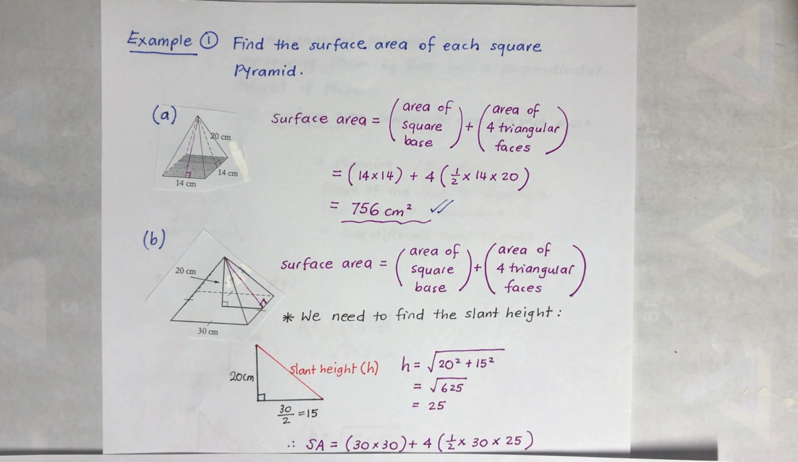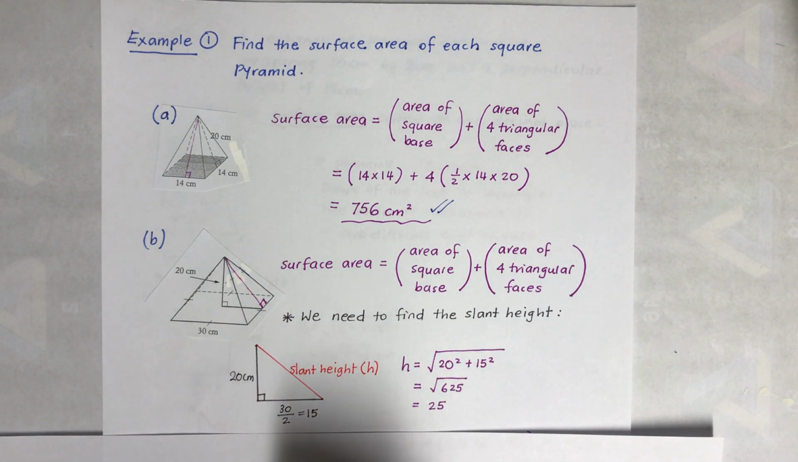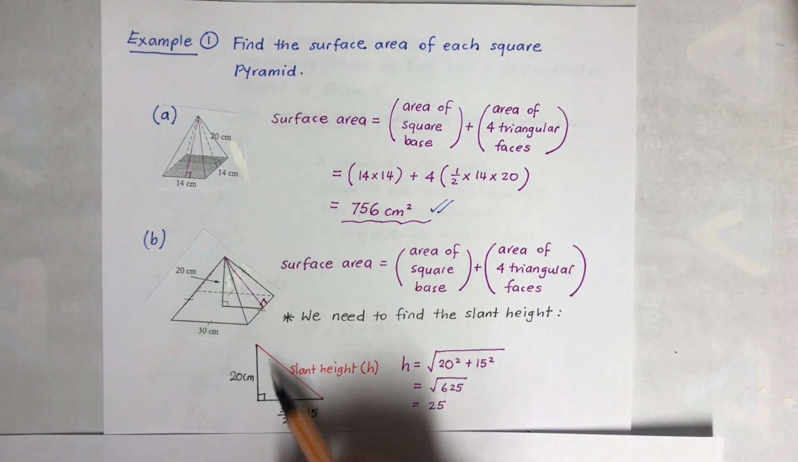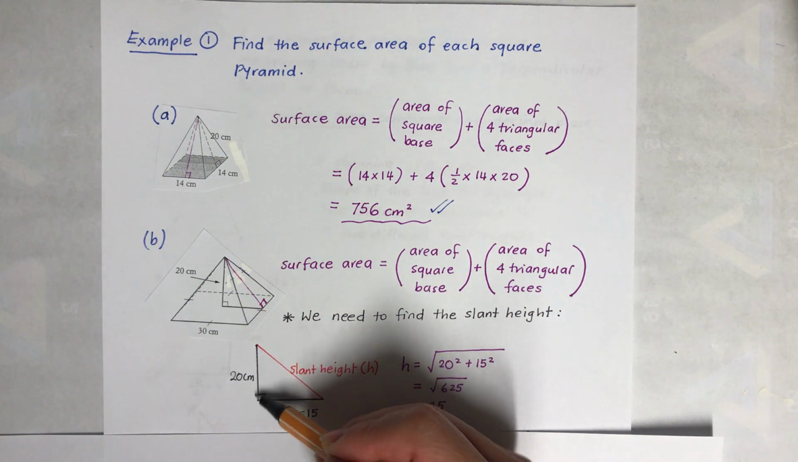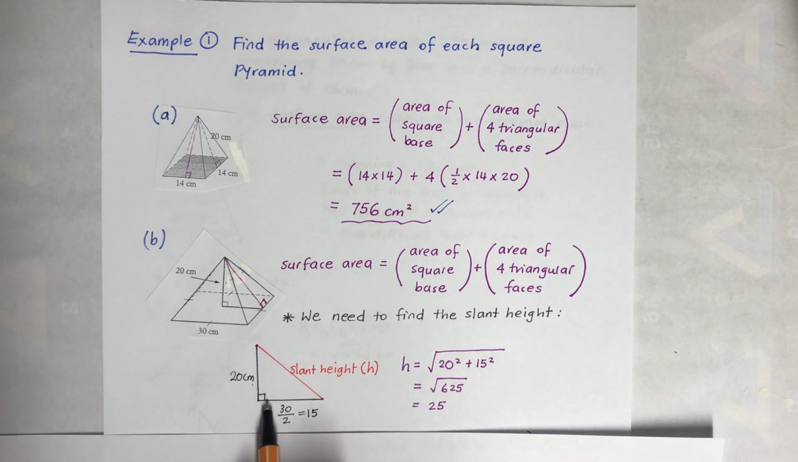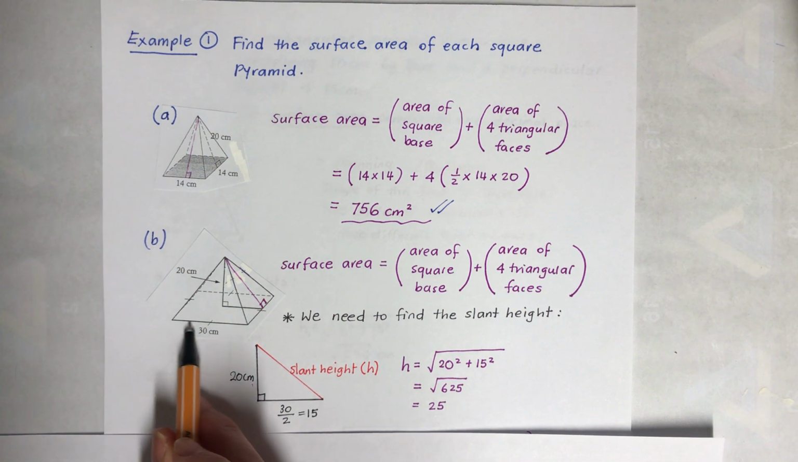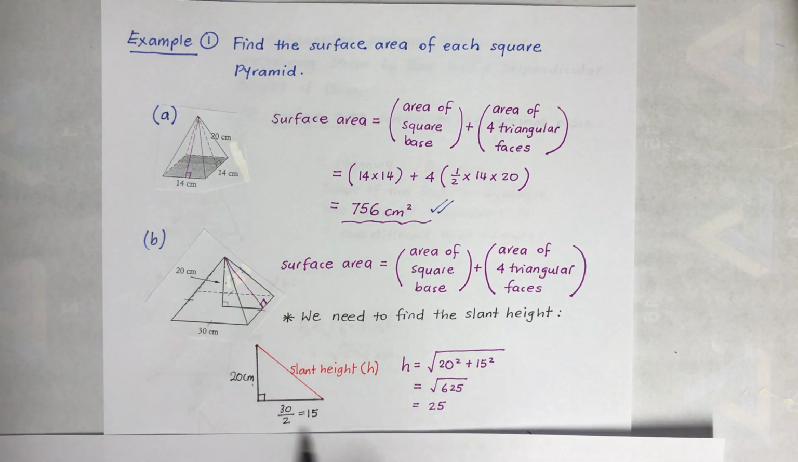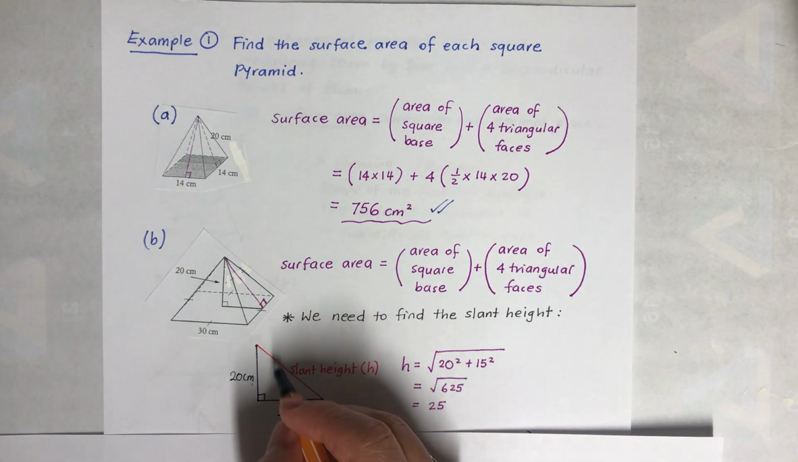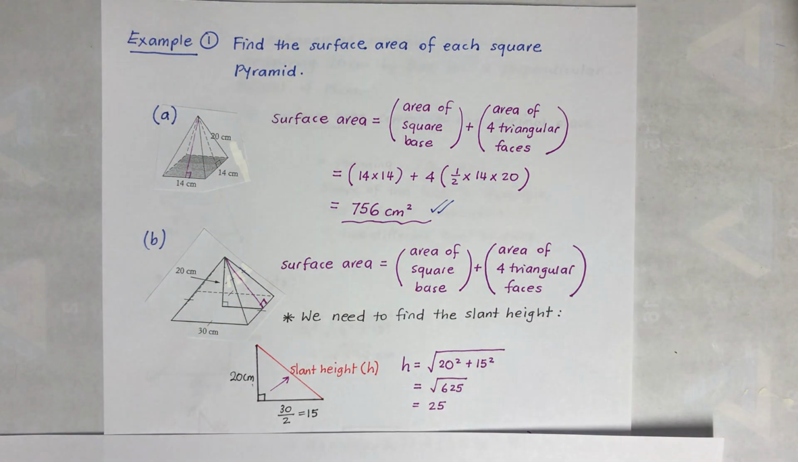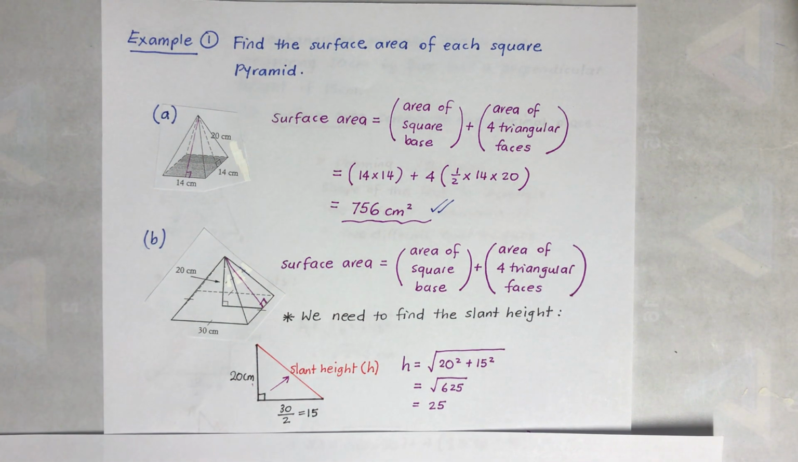When we're trying to find the slant height, I'm moving this triangle right there. So the perpendicular height is 20, and that's my half of the length, which is half of 30, isn't it? So that's 15, and that's my slant height. Now I'm just going to use the Pythagoras theorem, and the slant height is my hypotenuse, so I'm just going to do the square root of 20 squared plus 15 squared, and I'll get 25.